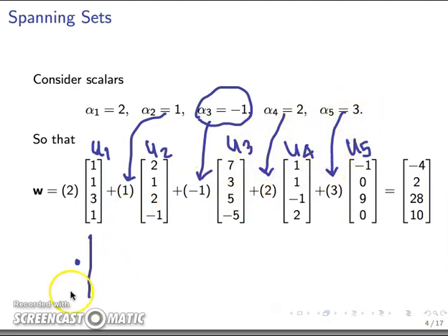Then we carry out each of these scalar multiplications, and that would give us a column vector for each term in this linear combination.